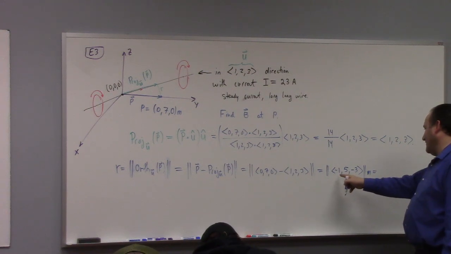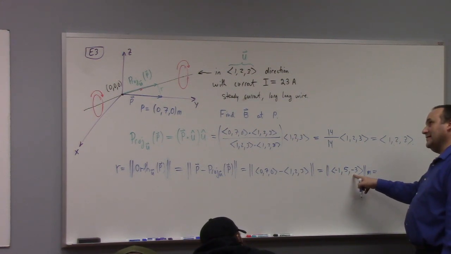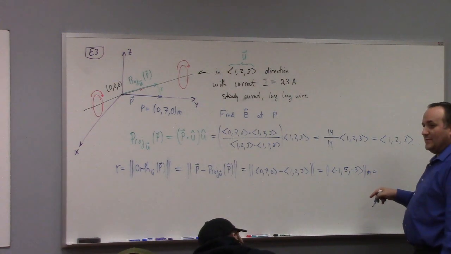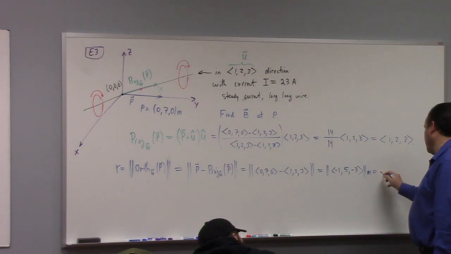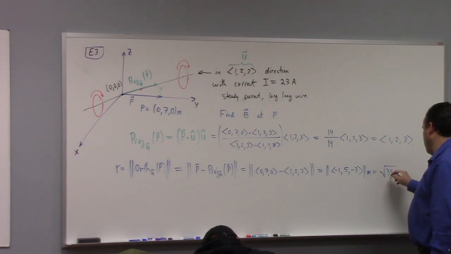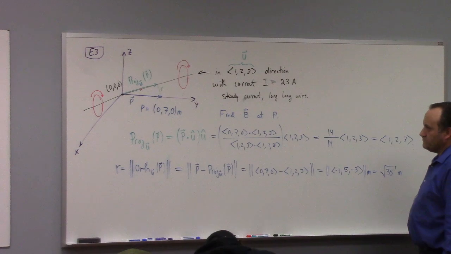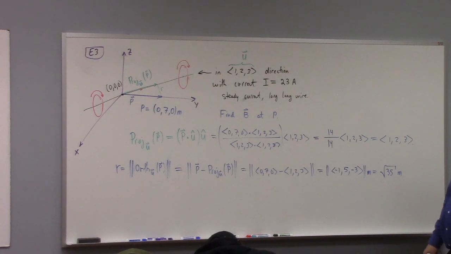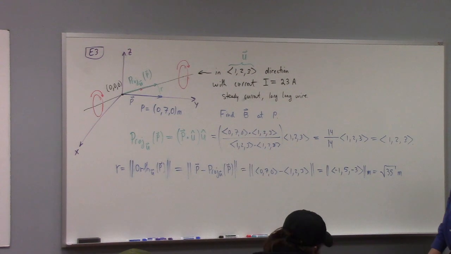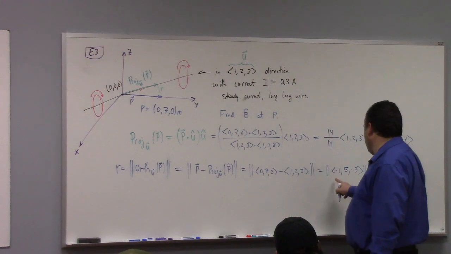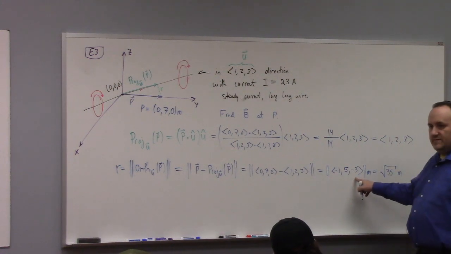Let's see here. This is 25, 26, 26 plus 9, 35? Can we make it 36? That would make it nicer, but no. It's the square root of 35, apparently, meters. So there you go. Actually, I really should have calculated orth. Well, this is orth, right? This is the orth right here.